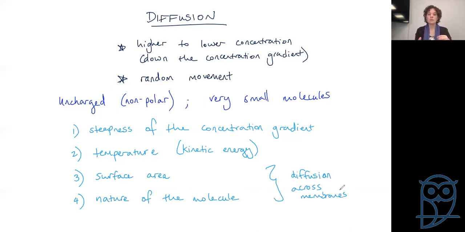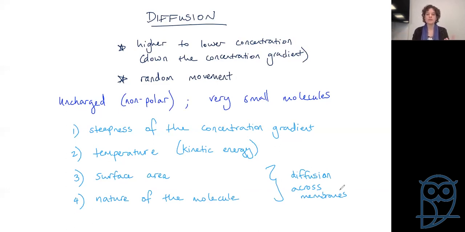Because of the nature of a molecule, because we're going across that membrane. Remember, we talked about it being non-polar. We talked about it being very small. That's the nature. So the less charge you have and the less size you have, the more likely you are to diffuse faster or diffuse at all.